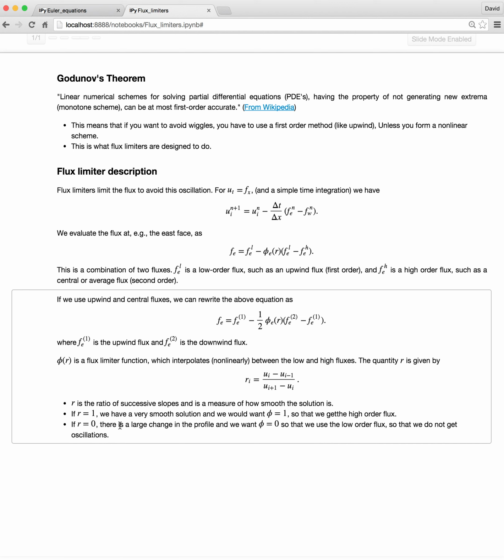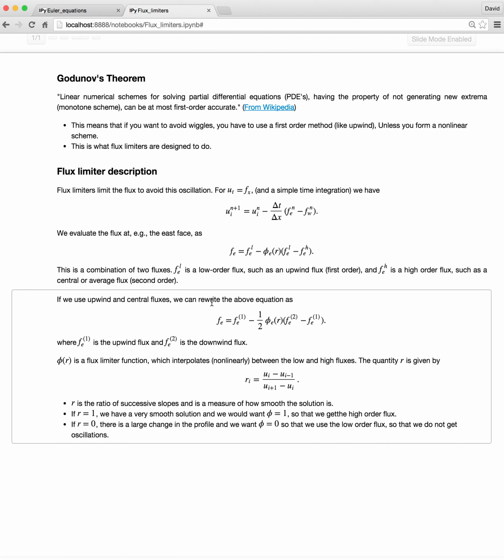When r is 1, it's smooth. If r is 0, then there's a large change in the profile, and we would want phi to be equal to 0 so that we use a low order flux. And we can see that up here. So if we write this as phi, when r is 1, we would want phi to be equal to 1, and when that happens, it's smooth, and Fe L cancels, leaving Fe H, the high order flux. We're using a higher order flux. When r is 0, we want phi to be 0. In that case, we go to the lower order flux, and that's all there is to it.